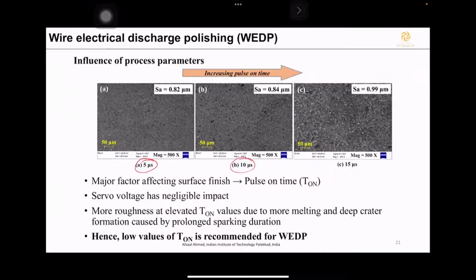So it is always recommended to go for lower settings of T on, current, and all these things. Ultimately, the discharge energy which we are talking about for polishing should be very, very low.